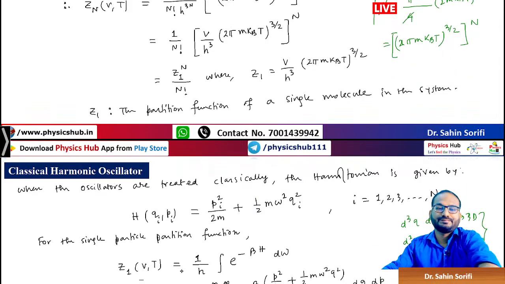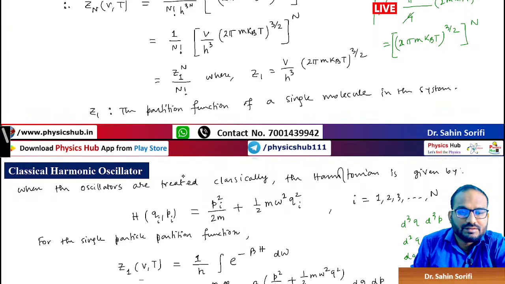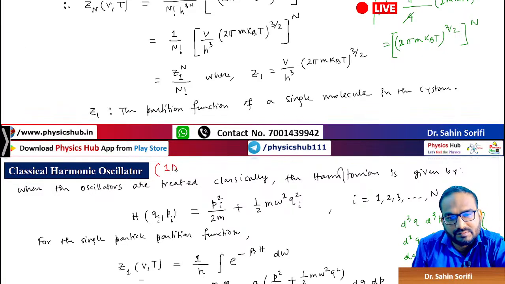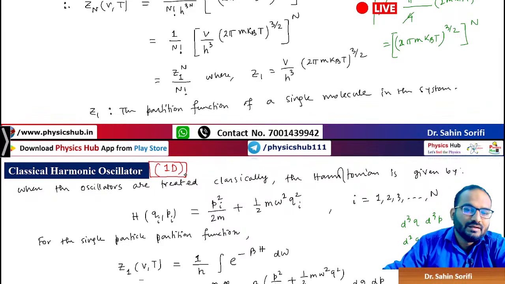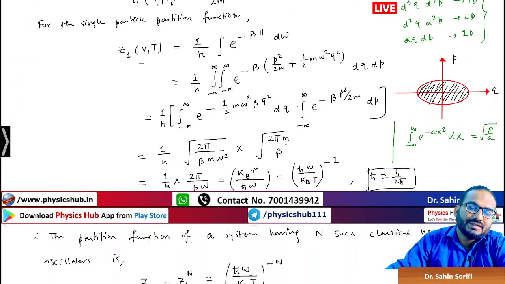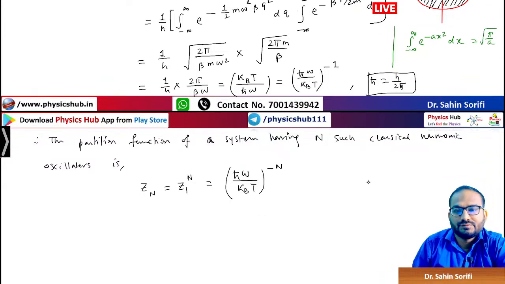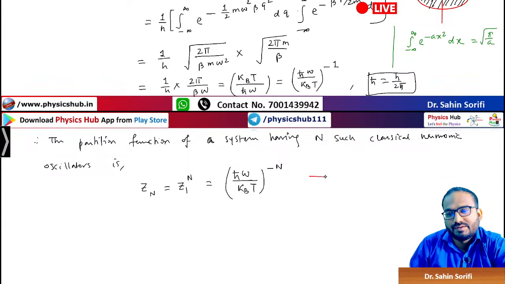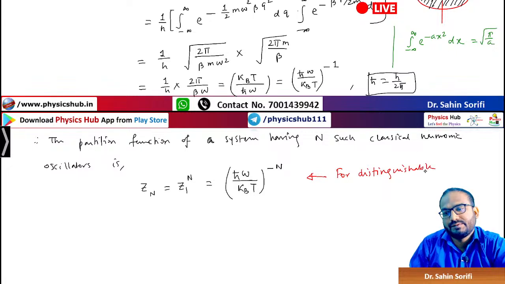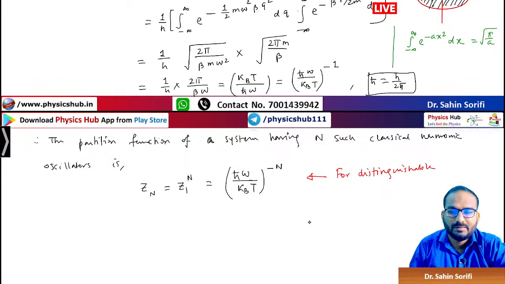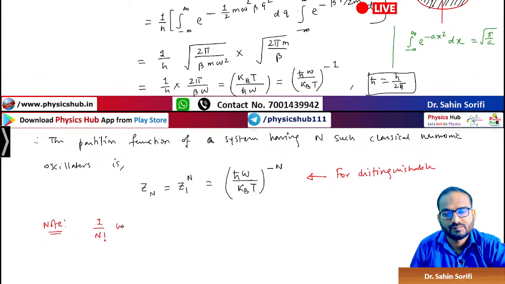Look, in the question, classical harmonic one dimensional, actually this we should write it as, this is considering one dimension. Now, if in your question they mention that the harmonic oscillators are distinguishable, then you will use this formula. Otherwise you can use it for indistinguishable, where 1 by n factorial will be multiplied.